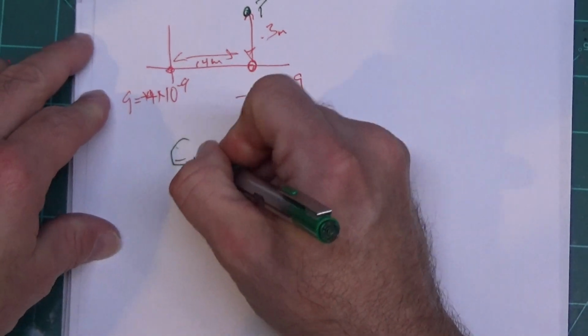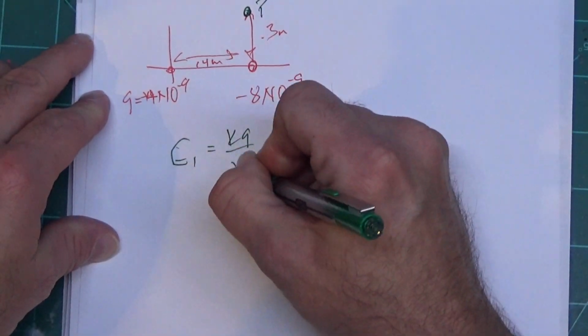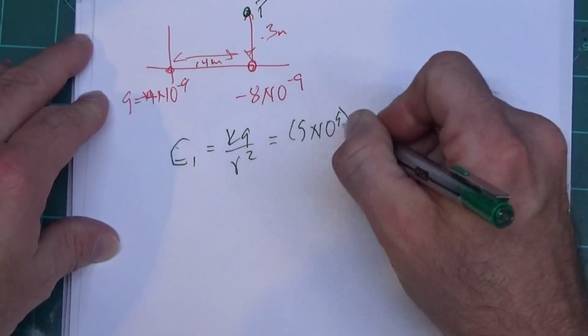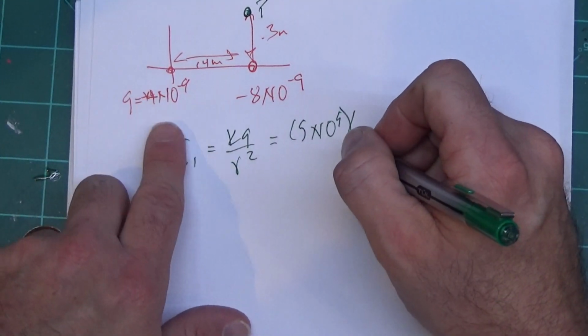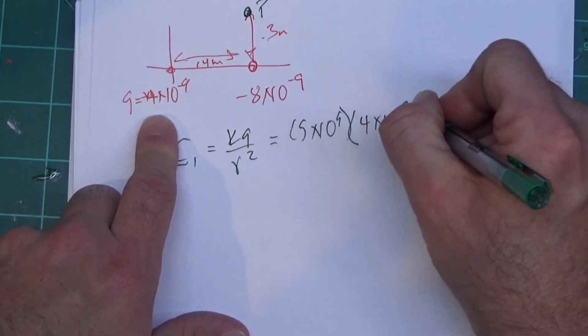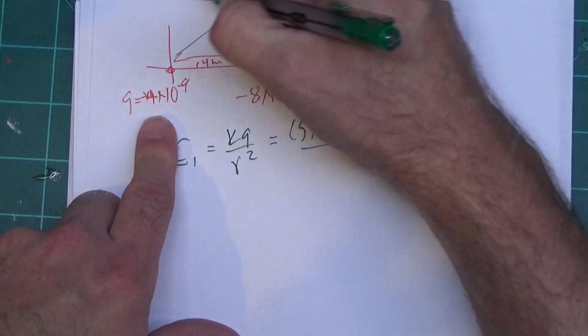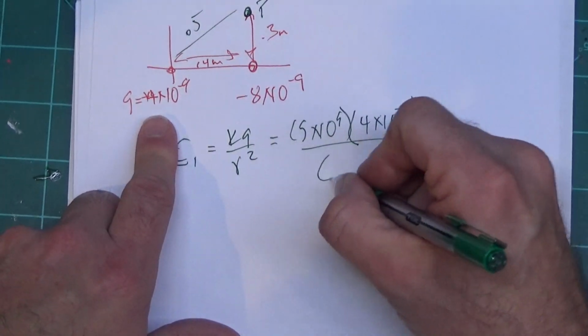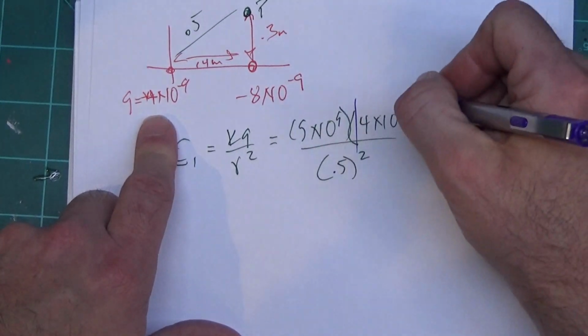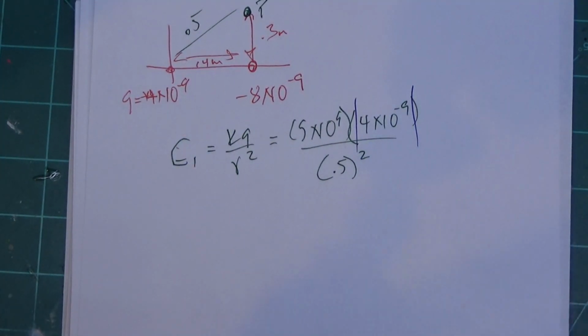So we're going to have E1, which is KQ over R squared, or 9 times 10 to the ninth, Q1 is 4 times 10 to the negative ninth. And the distance here, it's a 3, 4, 5 triangle, so this is 0.5 over 0.5 squared. Now keep in mind, we're supposed to be doing absolute values of the charges. We find the directions of this using a free body diagram. So we'll come back and do that in a moment.